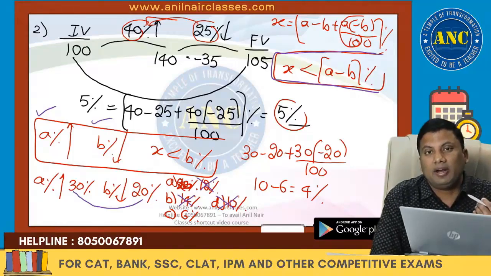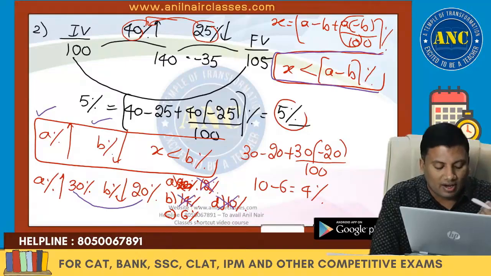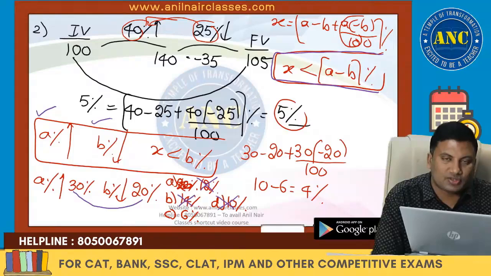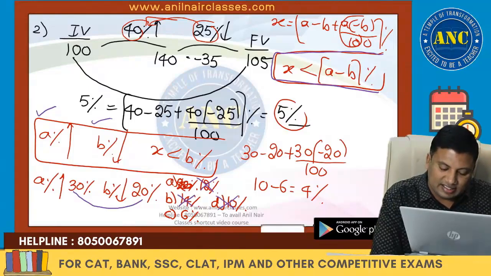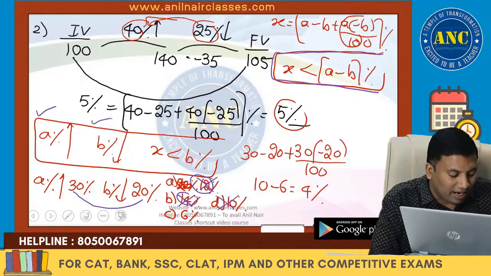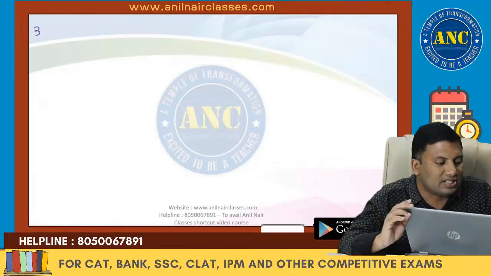This is extremely important when you are solving a lot of problems in DI also. X is less than A minus B. 30 minus 20 is 10, so X is less than 10%. These three can be eliminated. Write down each and every key point in whatever way I am discussing, sir.